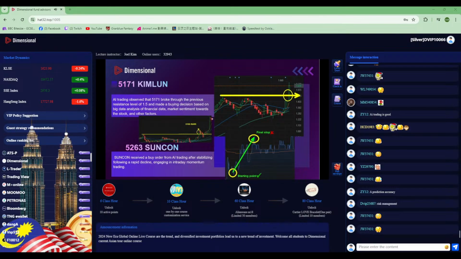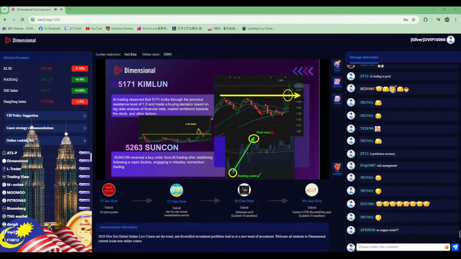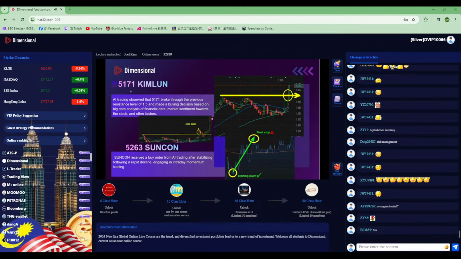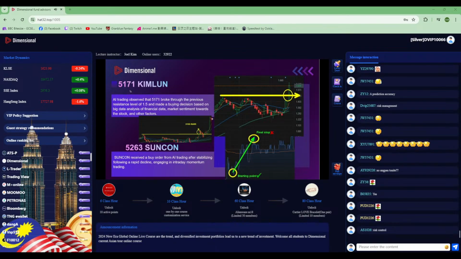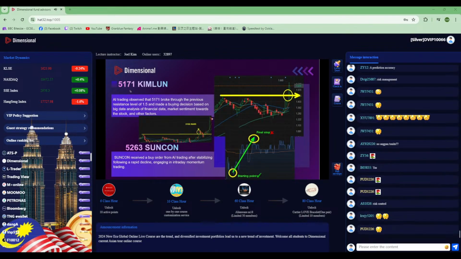Now, just now we talked about IGM, right? In addition to executing buy and sell orders for IGM, the AI also identified a short-term stock, 5171, and issued a buy order at 1.58, and a sell order at 1.66. The highest profit was a 5% profit. Now, as you can see, the starting point and the final stops are here.